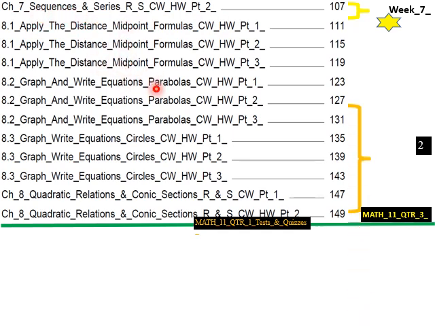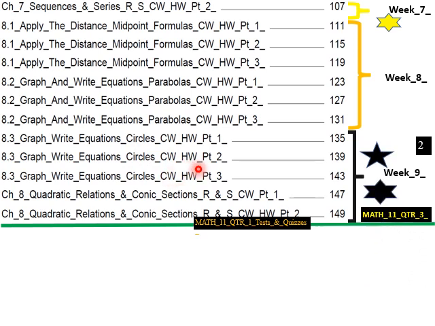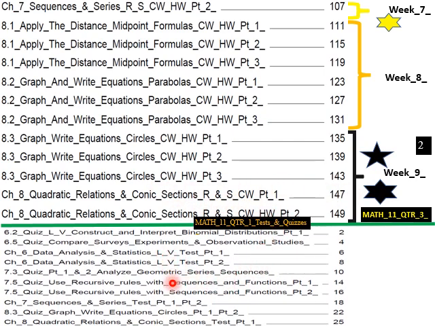And then going in now to week 8, which is a pretty big week, we start out with distance and midpoint formulas, and then graphing and writing equations of parabolas. And then week 9, we go into graphing and writing equations of circles, and quadratic relations and conic sections. This is what we finish up on there for chapter 8. We do half of chapter 8 in here to finish out quarter 3, and we have a test and a quiz on week 9.